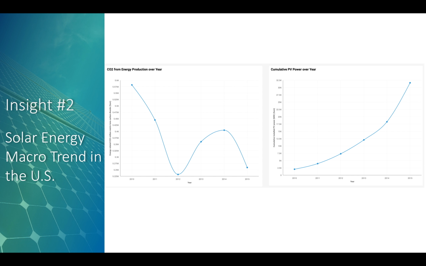Next, we actually wanted to evaluate if the use of PV technology is doing its ultimate job, which is reducing CO2 emissions from energy production. So again, on the left here, you see that the CO2 emissions from energy production are declining year over year, and comparing that to cumulative PV power, we do again see that spike.